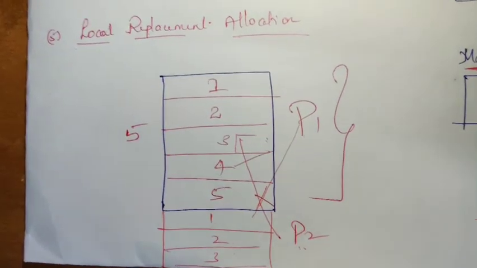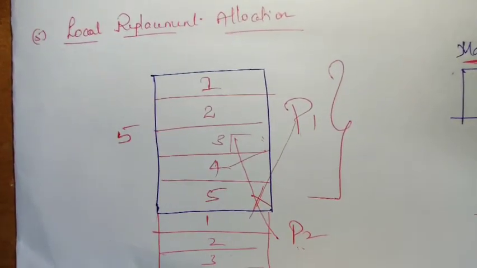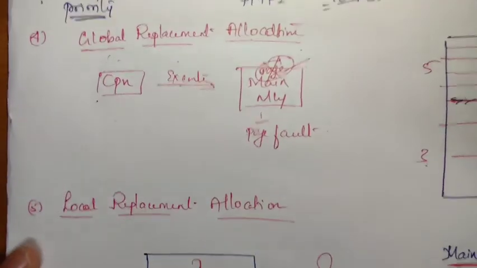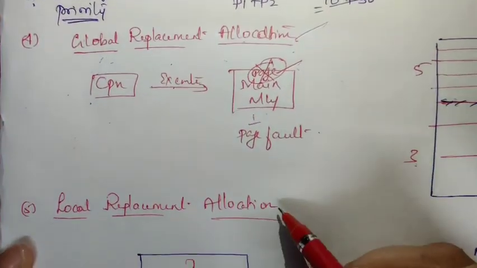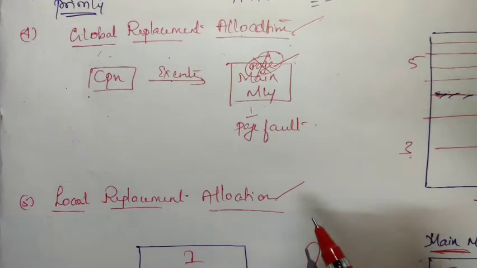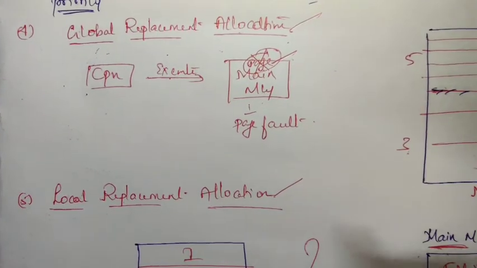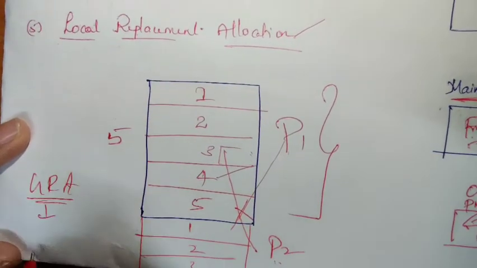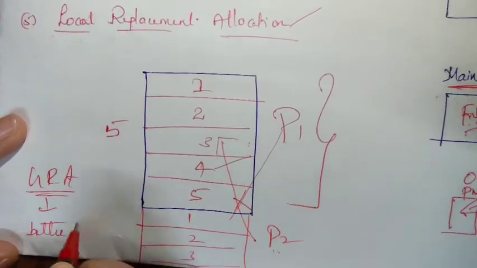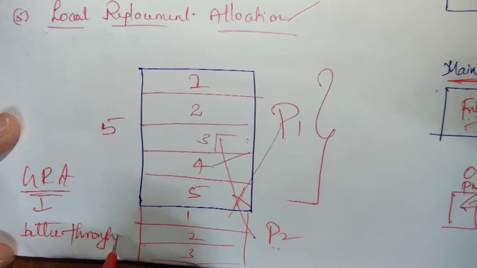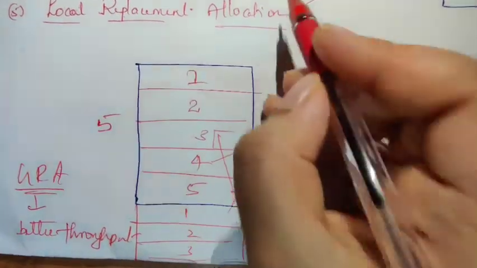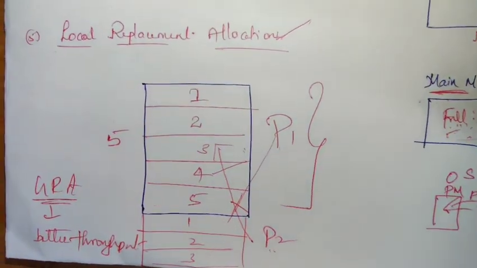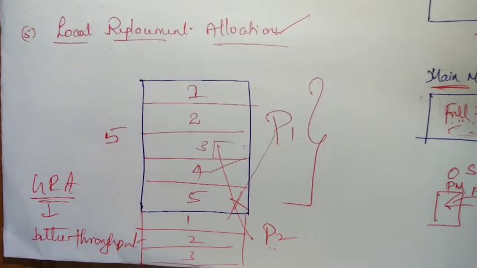So in this way, considering the global replacement allocation as well as the local replacement allocation, global replacement allocation produces the better throughput. Okay, GRA, global replacement allocation, produces the better throughput compared to that of the local replacement allocation. Very important concept for your exam. Thank you.